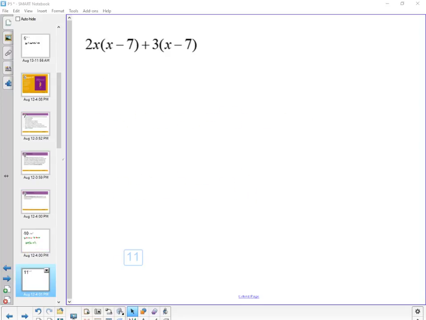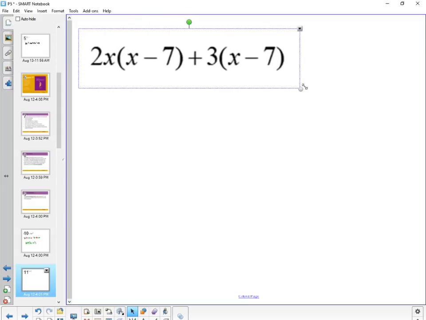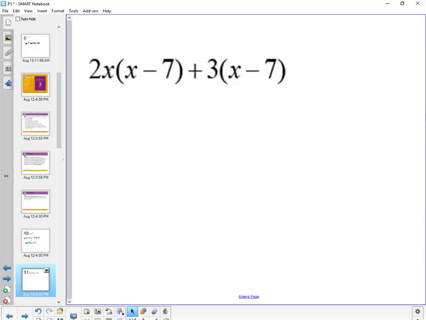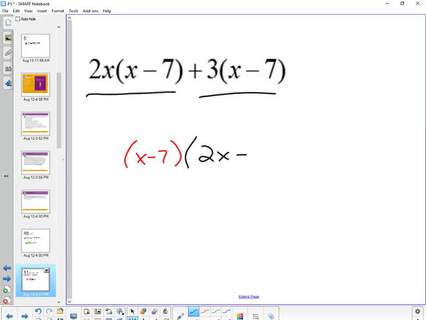All right, let's go. Here's another one. They want us to factor this problem. I'm going to use my mouse because I can't reach. I'm vertically challenged. What do they have in common? The x minus 7? Yeah, x minus 7. That is a number. We're going to take that number out, x minus 7. And then I'm going to give back what they have left over. This first term has a 2x. The other term has a 3 left over. So there we are. Again, factoring out the common term.